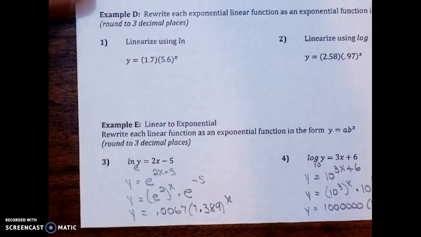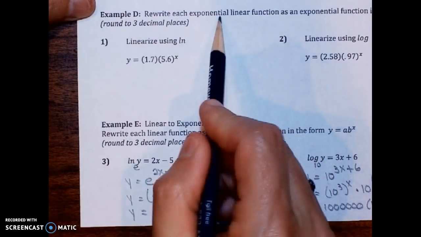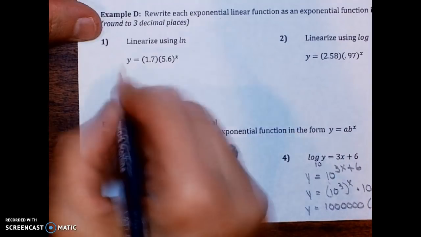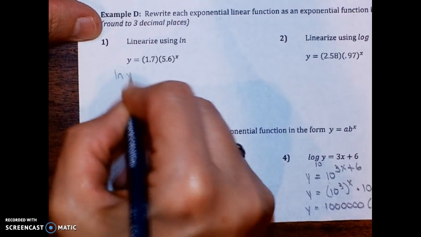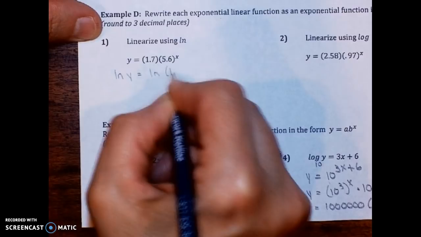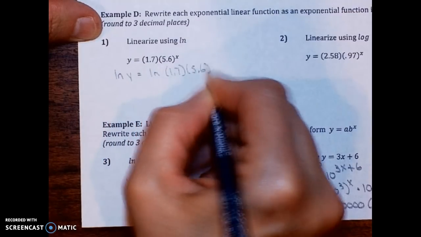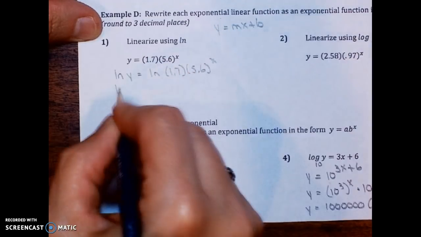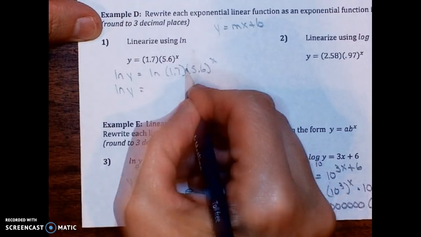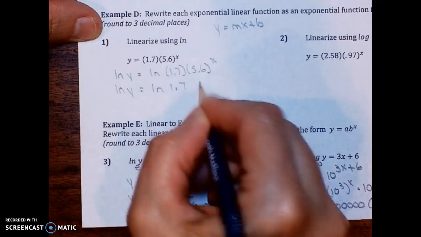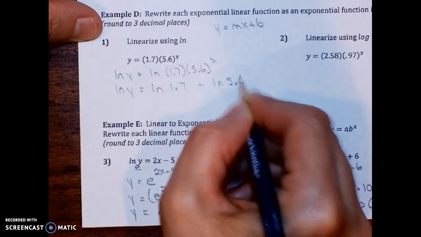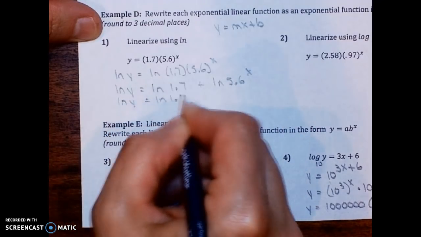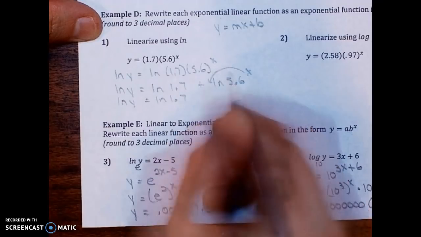Back up to number 1, the directions should say they're in exponential. We want to write them in linear form. We want to linearize using the natural log. I'm going to take the natural log of both sides, and I'm going to try and rewrite it in the format y equals mx plus b. There's my natural log of y. Remember, when we're multiplying, we can separate that out as the sum of the two logs. I've got that x. I'm going to bring that x out in front.